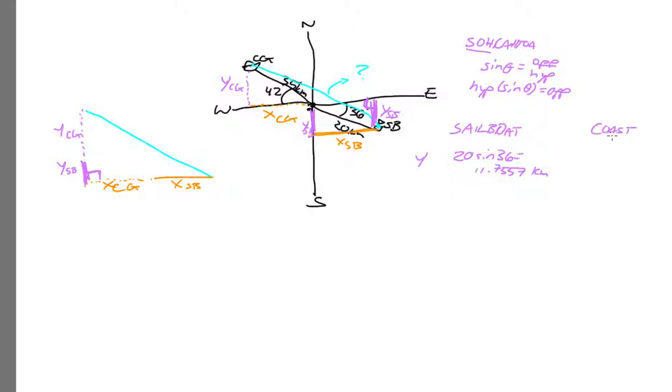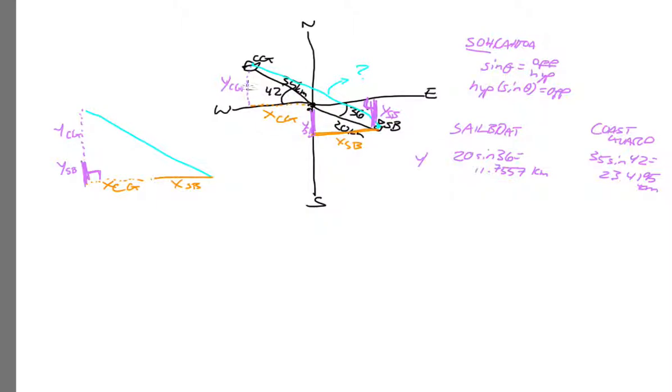The y component of our Coast Guard is going to use the same kind of function right here, except now the length of this hypotenuse of this triangle up over here is going to be 35 kilometers. So it's going to be 35, and our angle now is 42 degrees. And this equals 23.4195 kilometers.